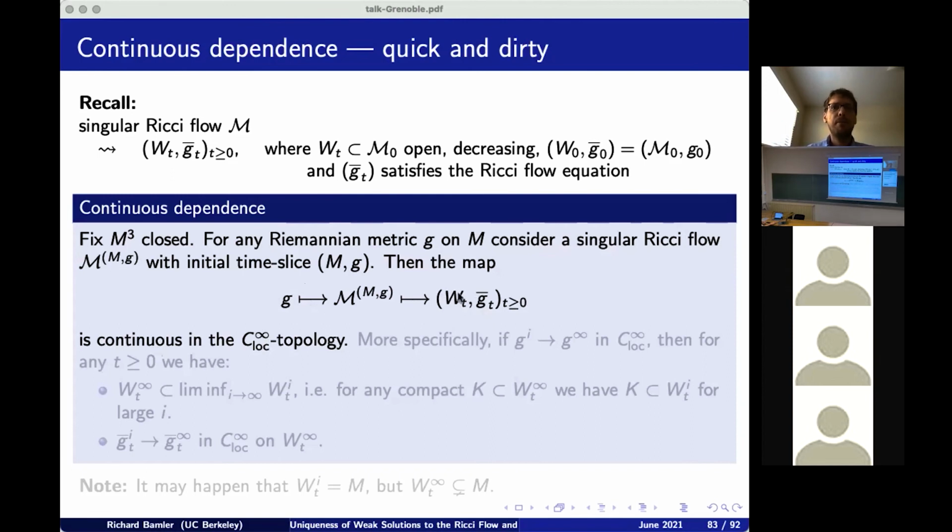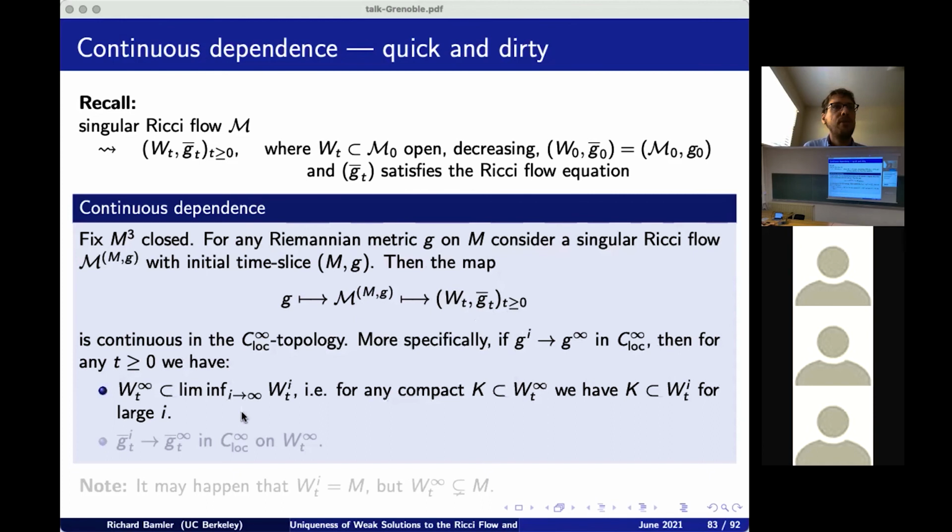Okay. So now I have to be a bit more precise. What does continuous dependence mean here? There are several ways of stating this. There is a topology on the space of all these kind of flows, but let me, maybe just for time purposes, state this in terms of what sequential convergence would mean for these kind of guys. Okay, so let's assume that I have a sequence of gi's going to some g infinity in the local smooth topology. Then for any time t.